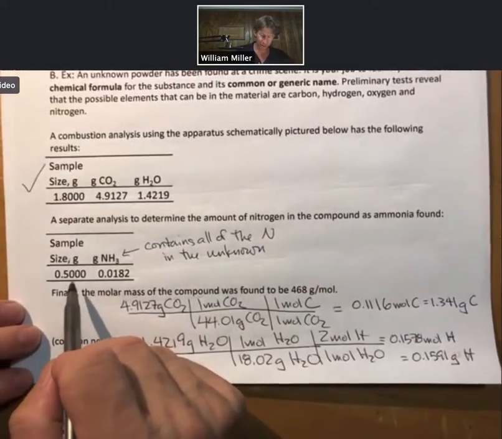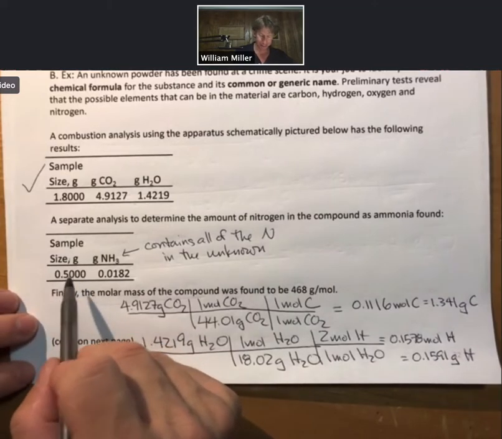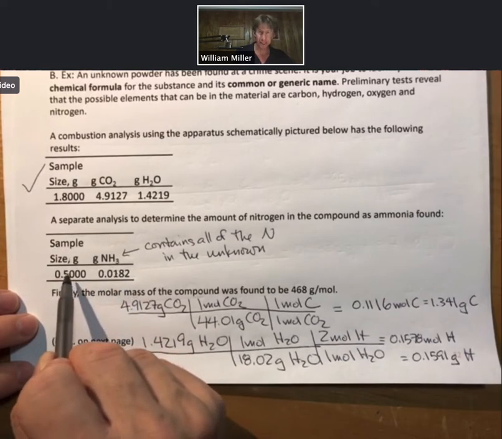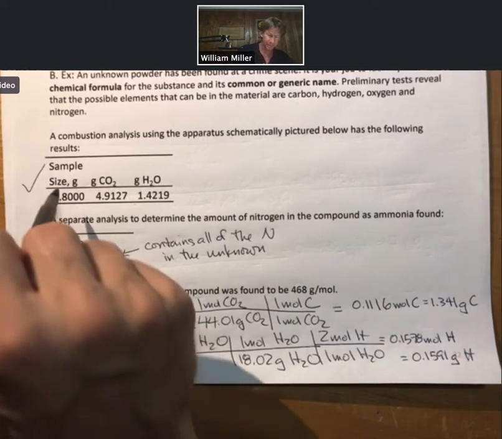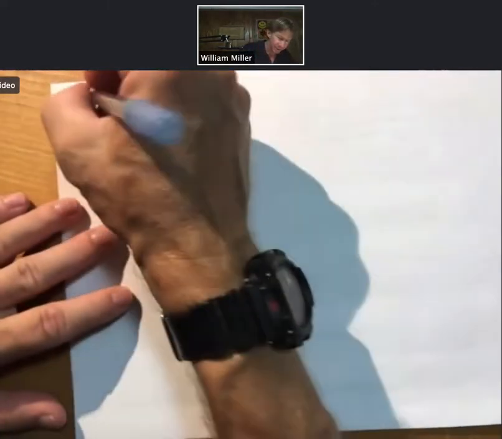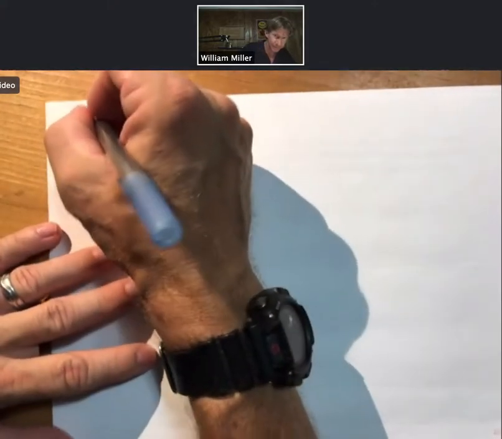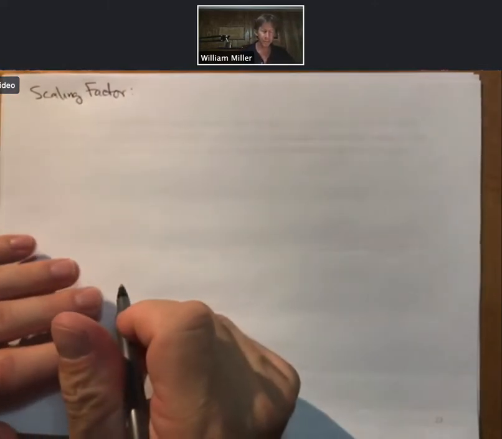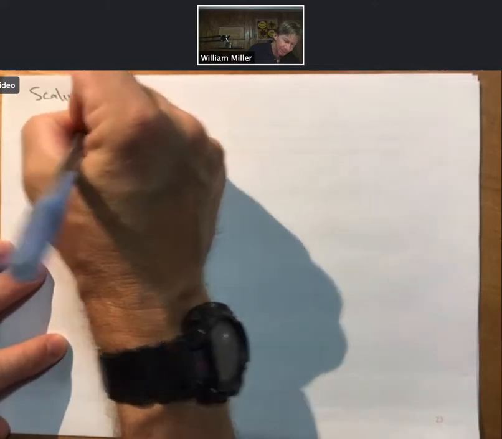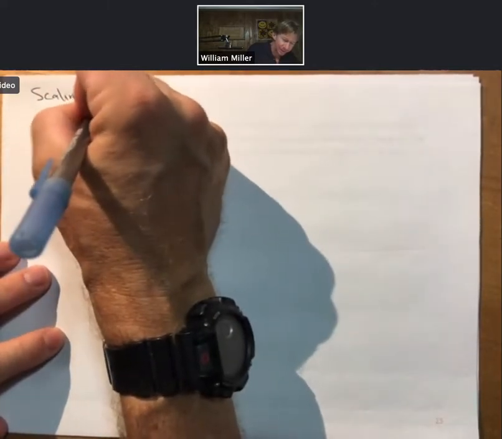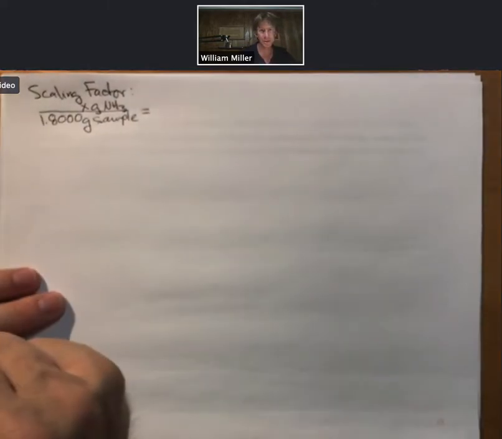Next, we're going to do two things. We're going to first do what's known as a scaling factor. The scaling factor will convert the grams of ammonia in a different sample size to the grams of ammonia in the sample size that we've already done our calculations on. So, here we'll write scaling factor. We'll write that for a 1.8000 gram sample. In that sample, there are X grams of ammonia, and that's what we're trying to find.